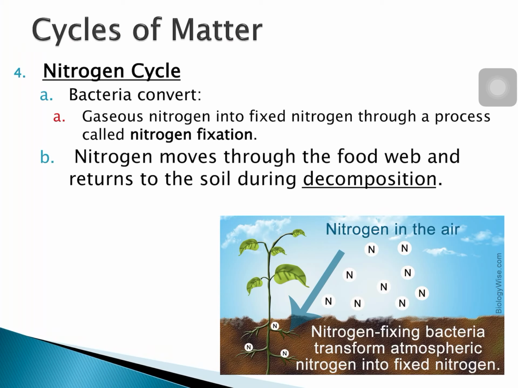Now we have our nitrogen cycle. And so this has to do a lot with bacteria. And so gaseous nitrogen, so nitrogen in gas form, is going to be fixed into the nitrogen that we can take in through a process called nitrogen fixation, which seems pretty obvious, right? It's in the name. Nitrogen moves through the food web and returns to the soil during decomposition. Okay, so again, when dead animals are out there, they're going to be decomposed. Their nitrogen is going to be put back into the soil, back into our plants, back into our earth.